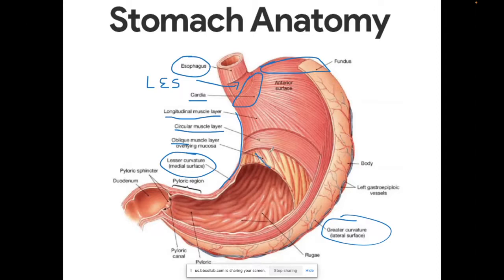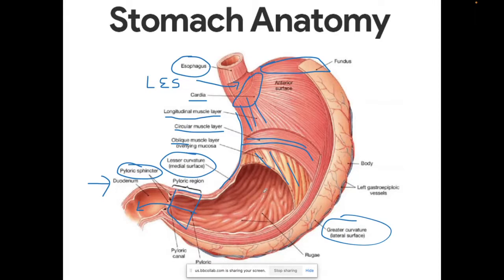So we could see the oblique going this way, obliquely, circular, making a circle around the entire stomach, and then we have longitudinal, okay? The bottom portion of the stomach right here is called the pyloric region. And then right here is the pyloric sphincter. When the pyloric sphincter opens a little bit, it allows some of the food to enter into the first part of the small intestine, referred to as the duodenum.